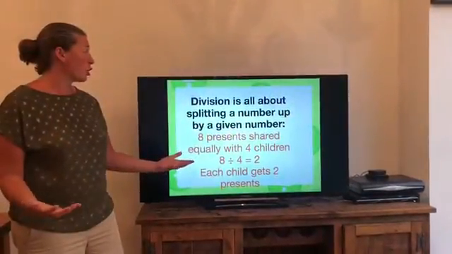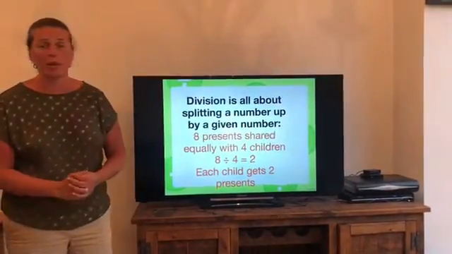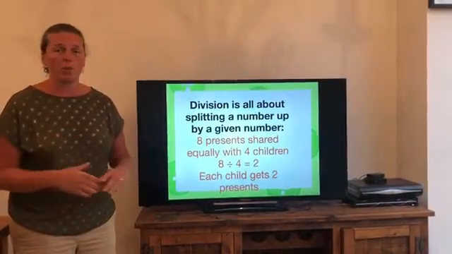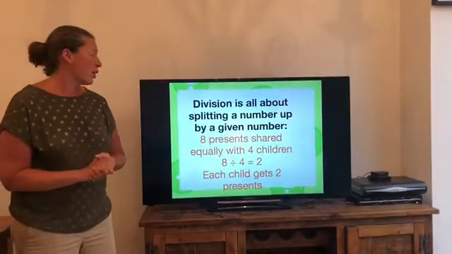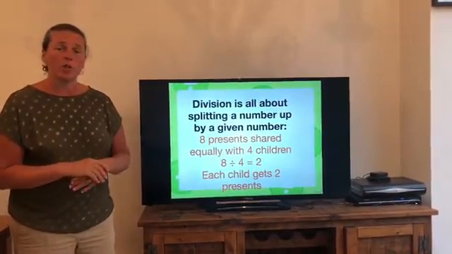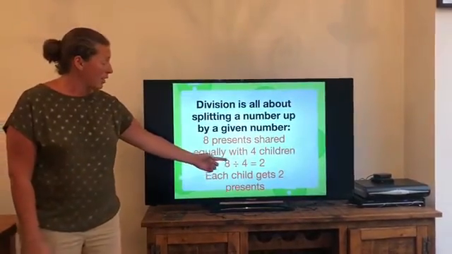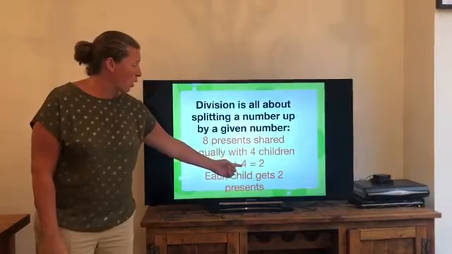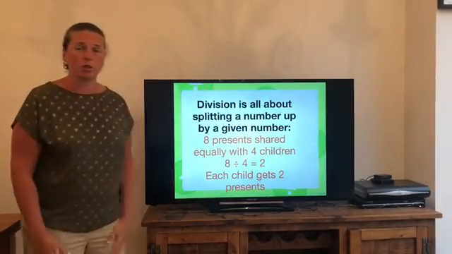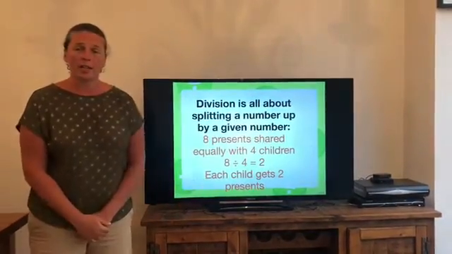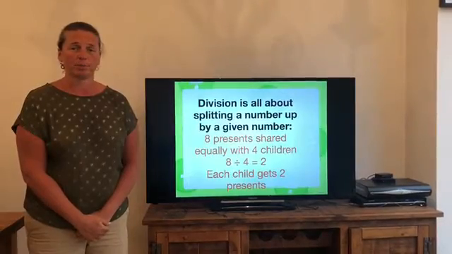So, division is all about splitting a number up by a given number. For example, we have got 8 presents that we need to share equally with 4 children. So the sum looks like this, 8 divided by 4. And we know then that gives us 2. So each child gets 2 presents each.